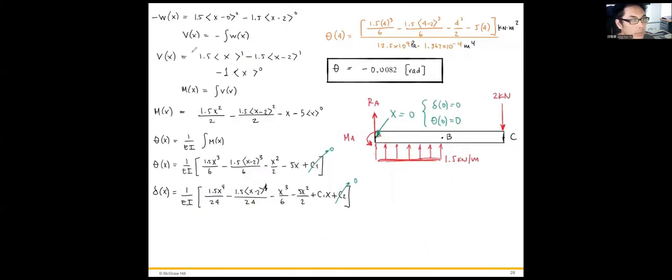Finally, we can use this slope, theta, or we say y prime, and plug in x equals 4, because the question asks what the slope is at point C. Point C is at a distance of 4 from point A. Therefore, at point C, the slope is minus 0.0082 radians. Of course, you can convert it into an angle, that's fine.